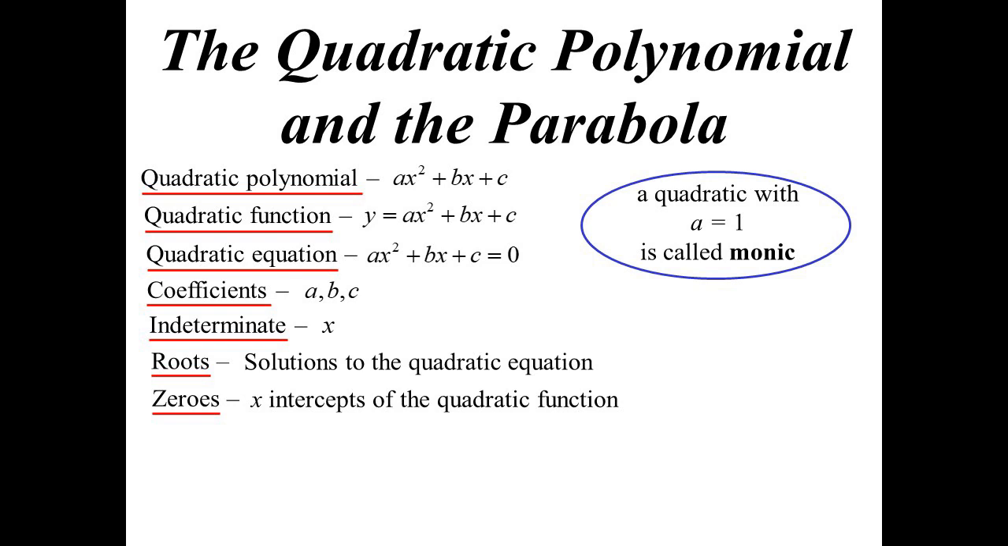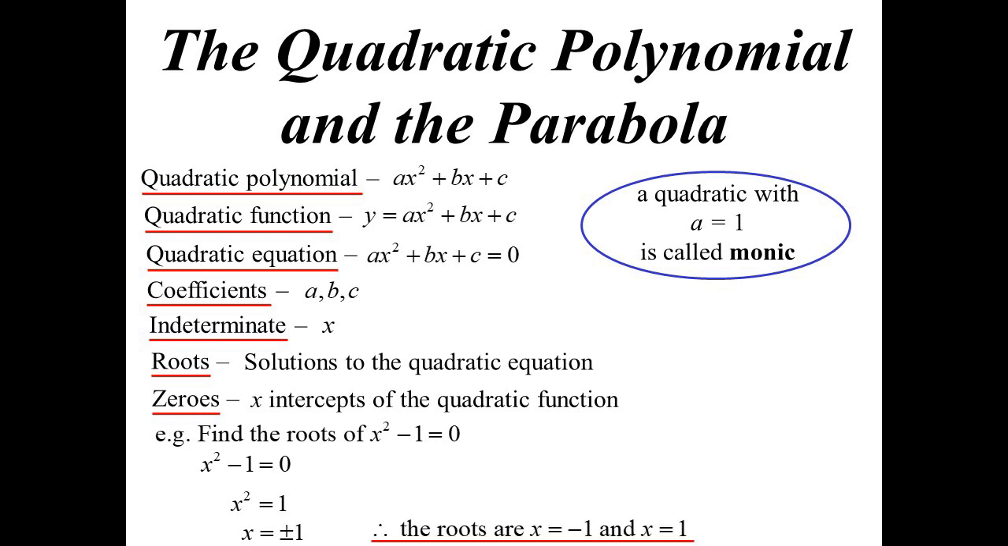Question says, find the roots of x squared minus 1 equals 0. And all it's really saying is solve it. So, alright, we solve it, x squared's 1, x is plus or minus 1.